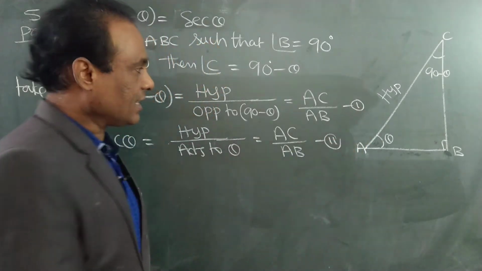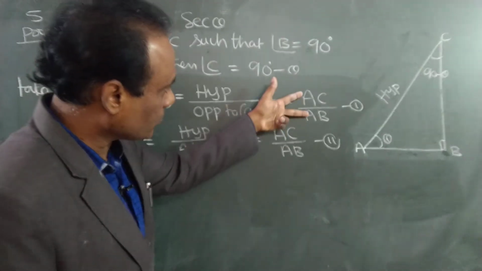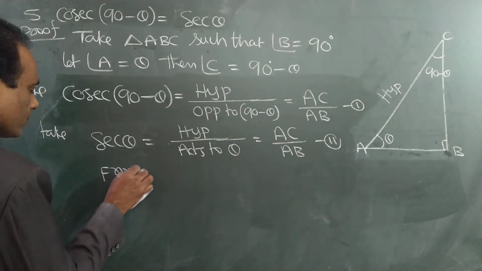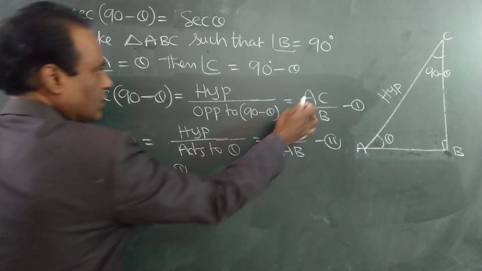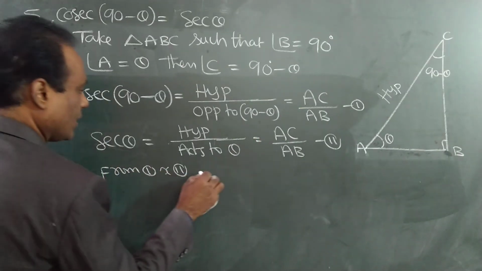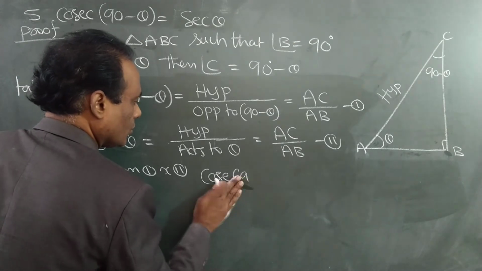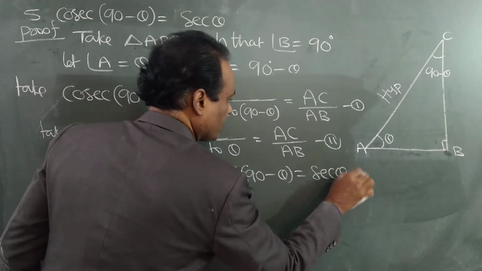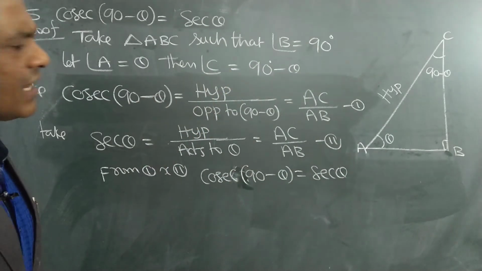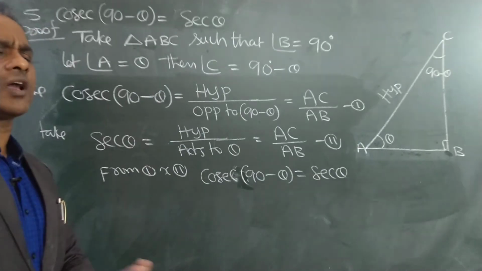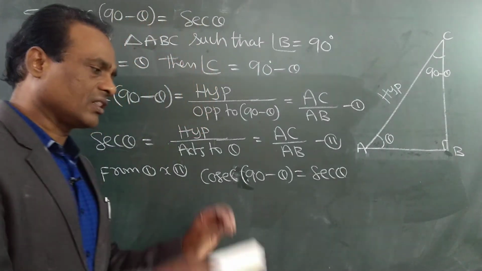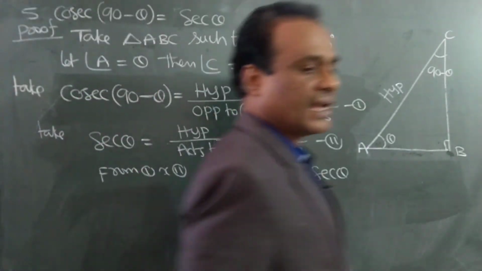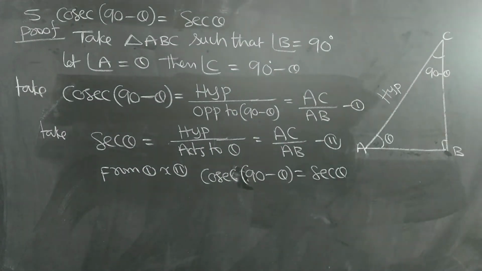Both are the same. See here, AC by AB, AC by AB, both are the same. From 1 and 2, these two are the same, then these two should be the same. Cosecant 90 minus theta is secant theta. Remember this fifth formula. One more formula is there, that also let us derive. So 6 formulas will be sufficient for this exercise. 6 new formulas we are getting. Write down: cosecant 90 minus theta is equal to secant theta. Remember this formula.